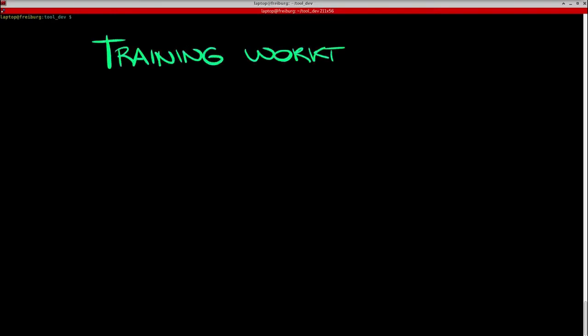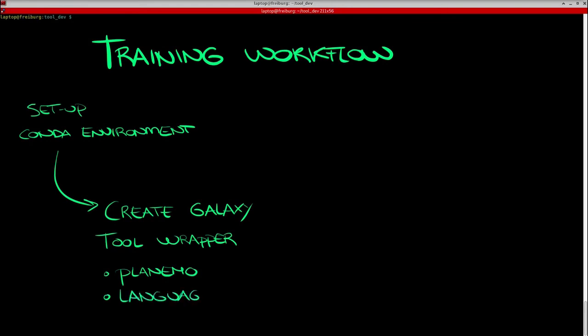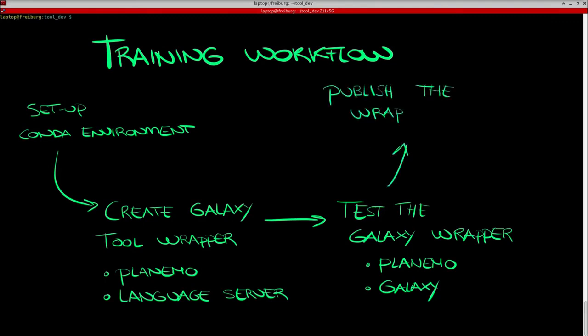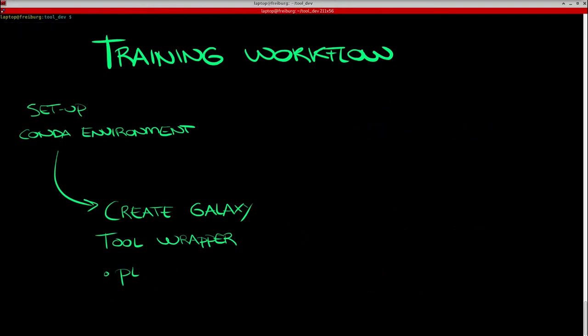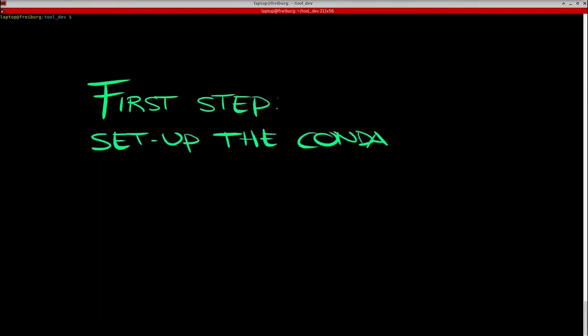This training is organized in four main sections. In the first part, we'll set up the Conda environment. In the second part, we'll create the Galaxy tool wrapper by using Planemo and the Galaxy language server. In the third part, we'll test the Galaxy wrapper by using Planemo and Galaxy. And finally, I'll show you how to publish the Galaxy wrapper in a public repository. So, let's start with the first step. Set up the Conda environment.